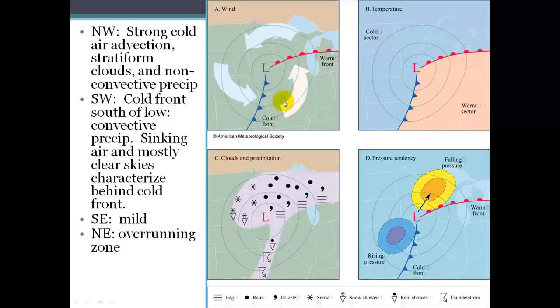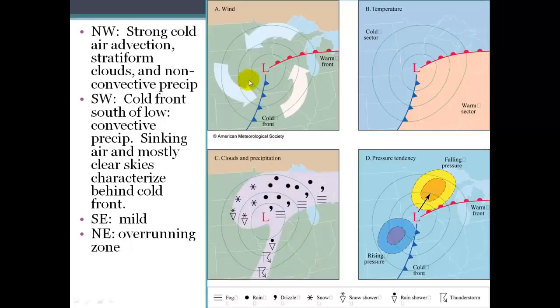If we look at what's happening in the northeast, this is where we have the actual warm front. So we have some overrunning that can take place as that cold air catches up with the warm air closest to the center of the low. And we can see here maybe some fog, maybe some drizzle, maybe some rain. It would be stratus type rain again. And so you can see all the different sectors of what's going on.